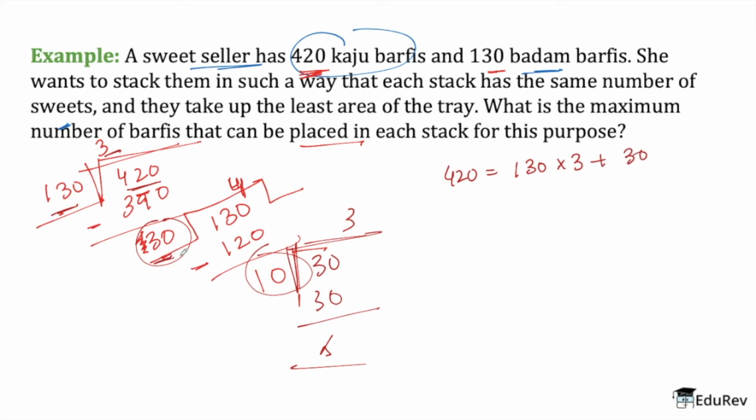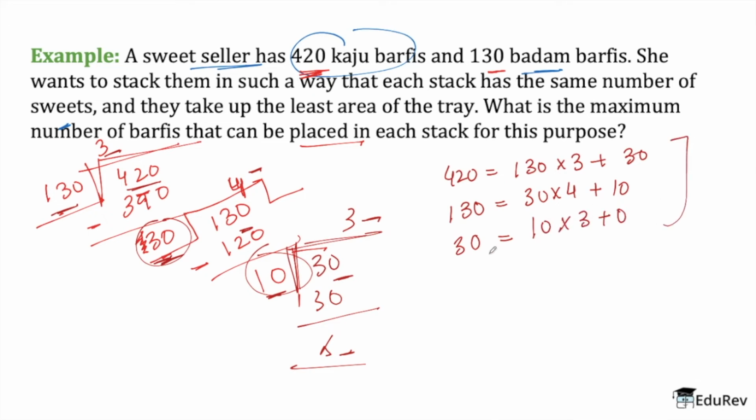Now for the next equation, 30 is what? Your divisor, 130 is dividend, 4 is your quotient, and 10 is your remainder. That is 130 equals 30 into 4 plus 10. Next equation, 10 is your divisor, 30 is dividend, 3 is quotient, and 0 is your remainder. So 30 equals 10 into 3 plus 0. And the highest factor is going to be what? 10.